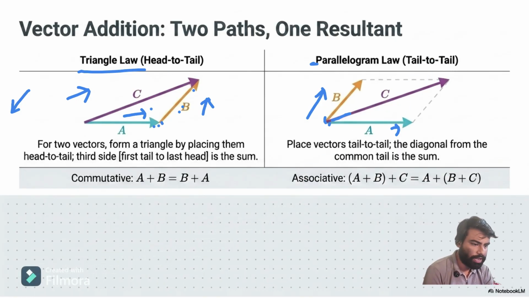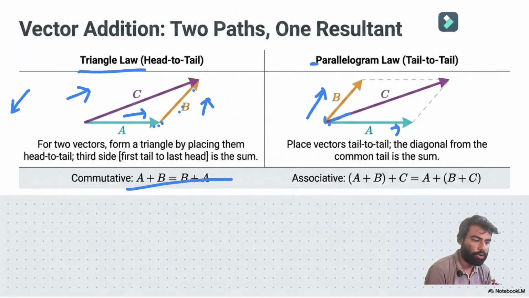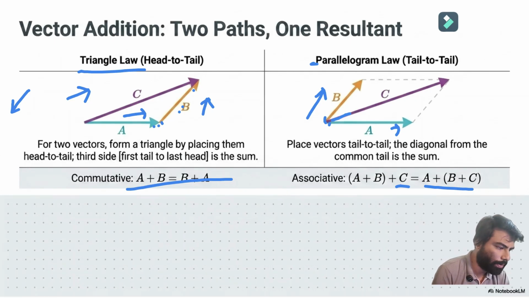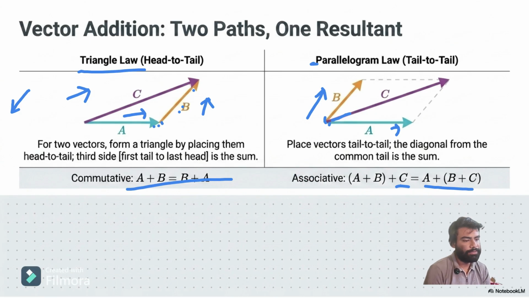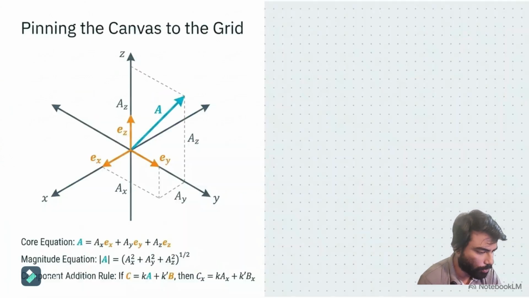Commutative law: if you find A plus B, and you change the positions of A and B, you will get the same resultant C. So it follows the commutative law. And if you have another vector, so A, B and C, you add A plus B and get a vector, then add C to find another resultant, that is A plus B plus C. It equals A plus B plus C grouped the other way. So vector addition also follows the associative property.